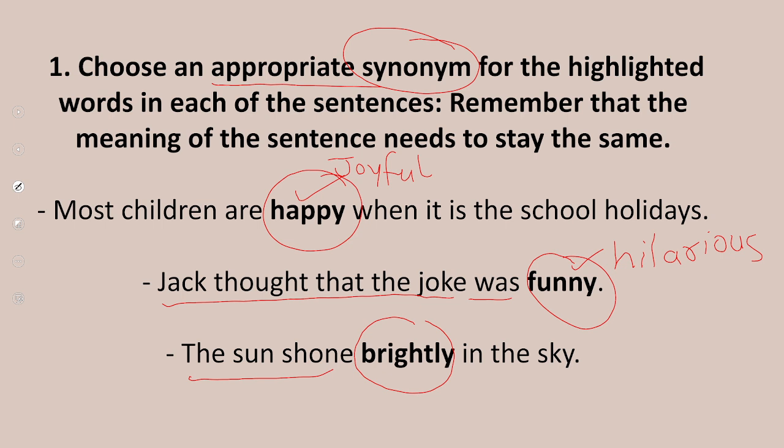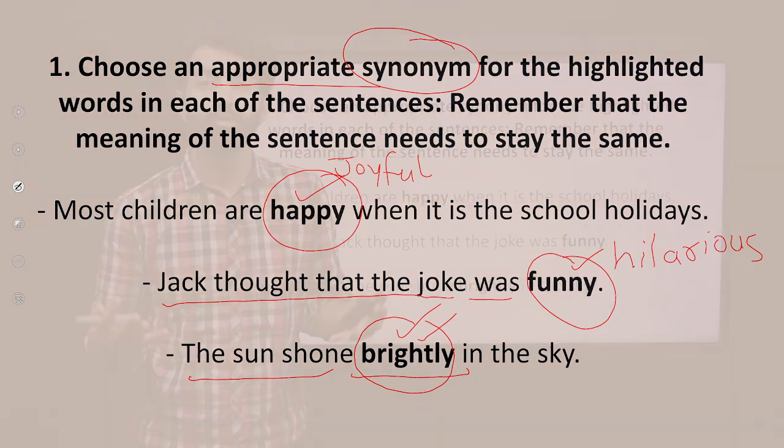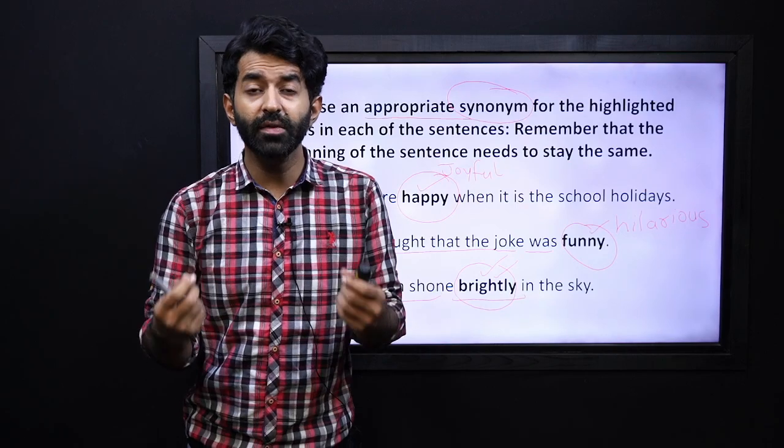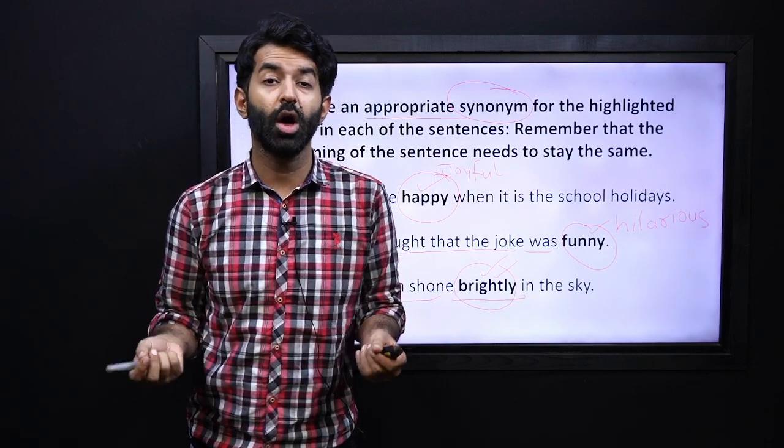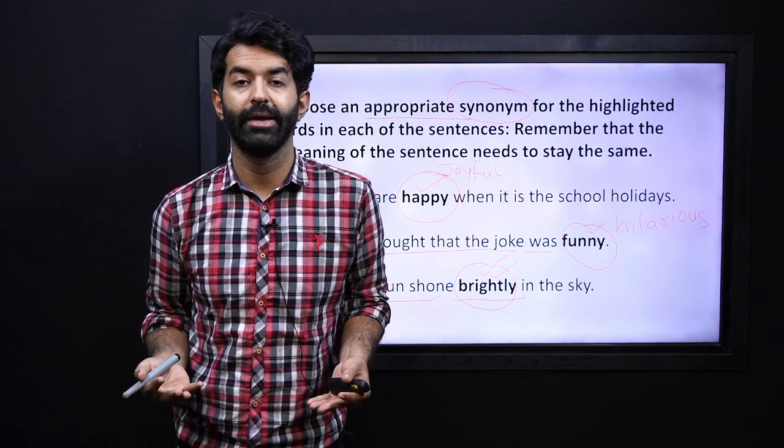The sun shone brightly in the sky. How can we choose a word that replaces brightly? Now, we can say that the sun shone with full light or with so much shine, and you can use other words that are synonymous to the word brightly.